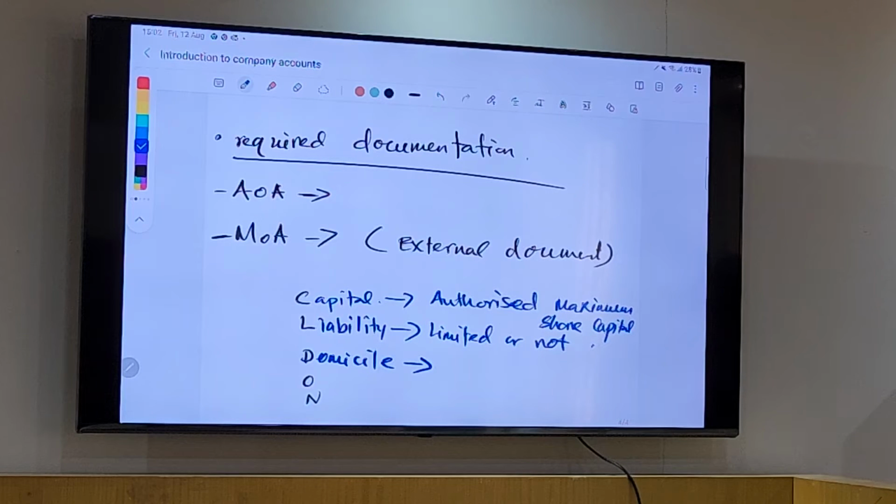It means the address of the main office, the registered one. You can call it the parent office, you can say it like that also. The location of the registered office.